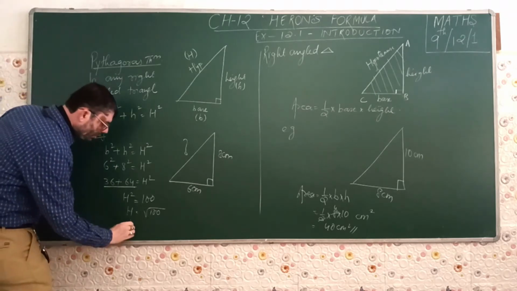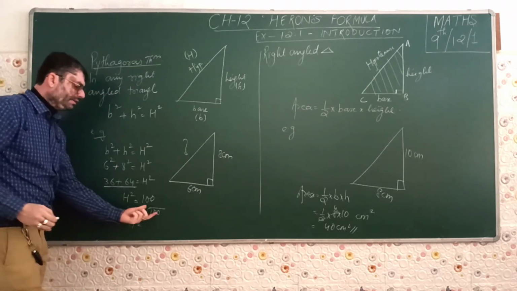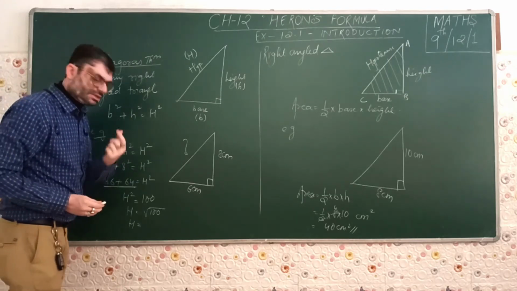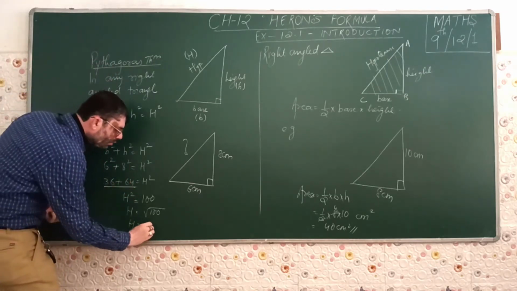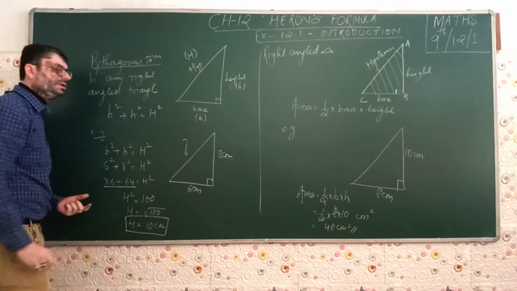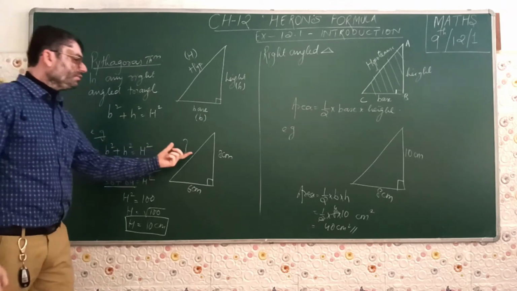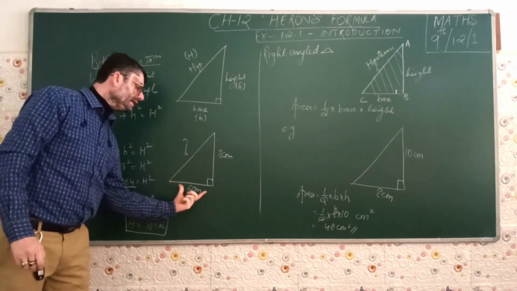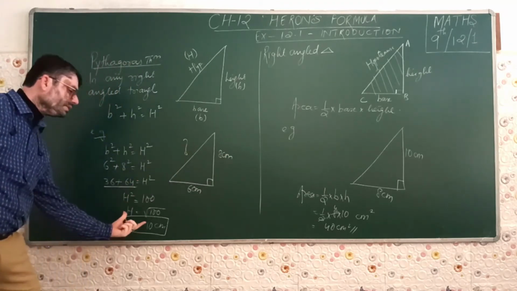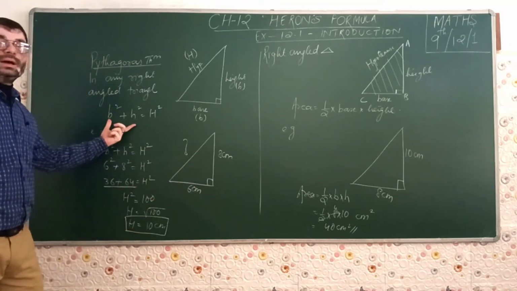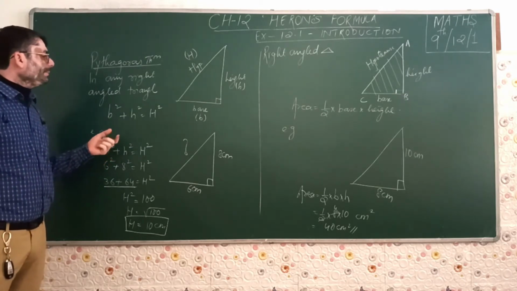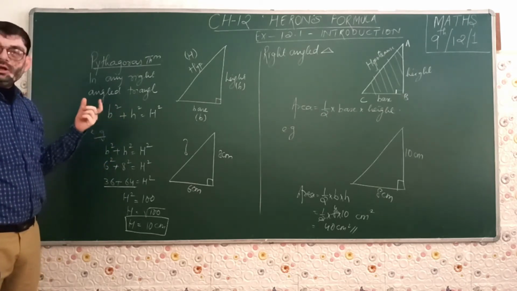So on solving root under 100, that we have learned in class 8, how to find the root, in the chapter squares and square roots, root under 100 is 10 centimeters. That means the hypotenuse of the given triangle with two sides 6 centimeter and 8 centimeter, we have calculated to be 10 centimeter using Pythagoras theorem. Keep in mind the Pythagoras theorem is only applicable for right angle triangles.